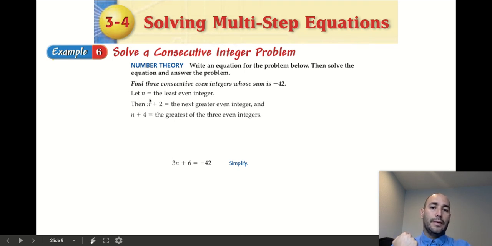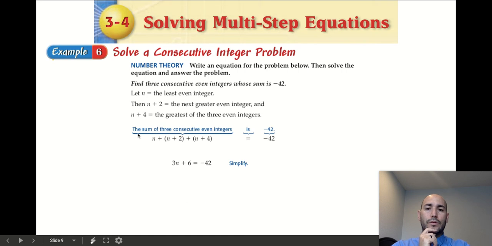So the original number is n, the next one would be n plus 2, and the next even integer would be n plus 4, right? No matter what n is, this is going to give me 3 consecutive even integers, one right after the other. So now we have to write an equation that's going to say the sum of all 3 of those, right? Where my first one's n, my second one's n plus 2, my third one's n plus 4, and if I add them all together, that's this equation, n plus n plus 2 plus n plus 4 equals negative 42, okay?